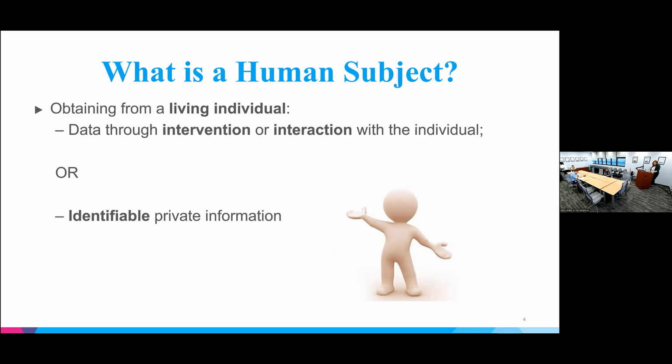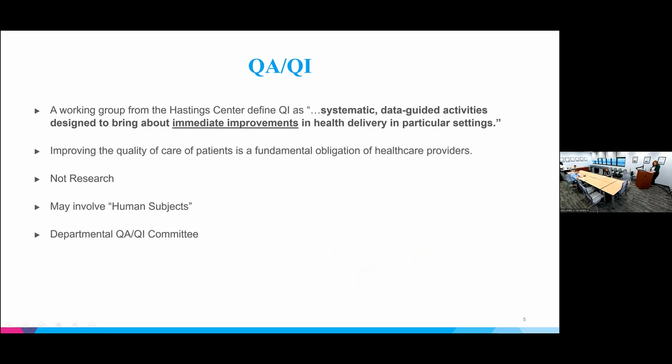So we've defined research and human subjects, and now, for a study to require IRB review, it has to be determined to meet both of these definitions, to be research involving human subjects. So a little bit more detail about quality assurance or quality improvement. While they may involve human subjects, they do not meet the definition of research.